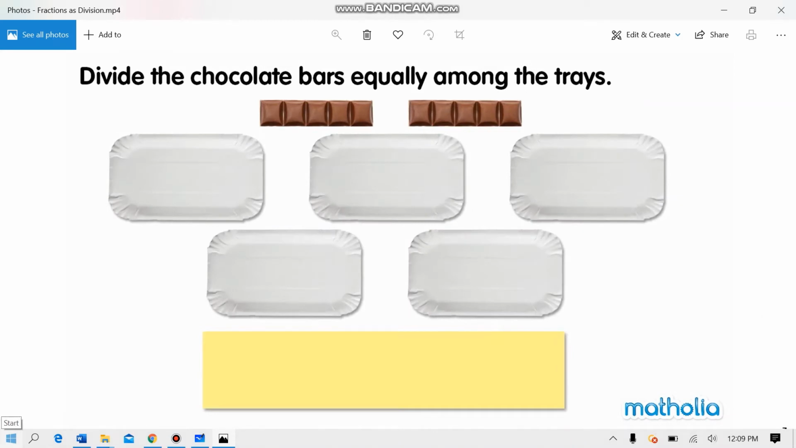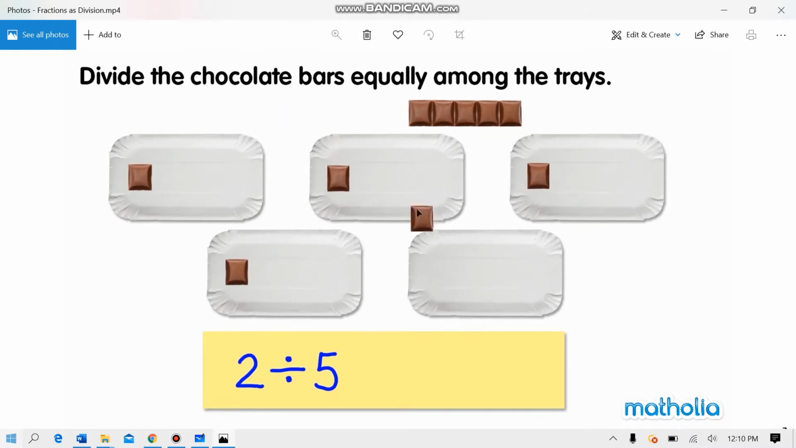Divide the chocolate bars equally among the trays. So there are 2 chocolate bars and 5 trays. We need to find 2 divided by 5. Each chocolate bar is made up of 5 pieces of chocolates. So let's divide the chocolates among the trays by placing 1 piece on each tray until we have used up all of the pieces. So let's put them one by one.